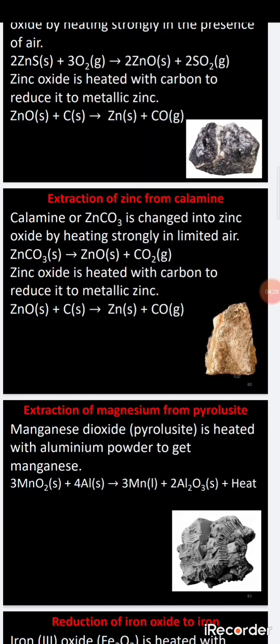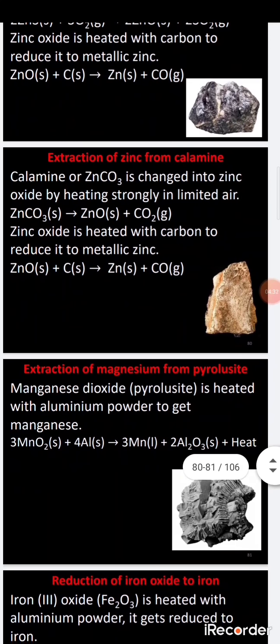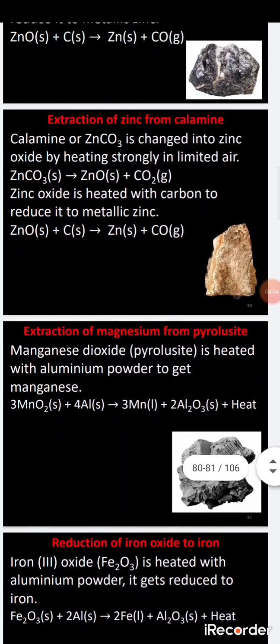Again, the product we get, zinc oxide, is heated with carbon to reduce it to metallic zinc. That is ZnO plus C, where C is coke, an allotropic form of carbon. It is used as a reducing agent in this method, and the zinc oxide is converted into zinc, and finally carbon monoxide gas is liberated. This is how the extraction of zinc from calamine can be done by the calcination method.